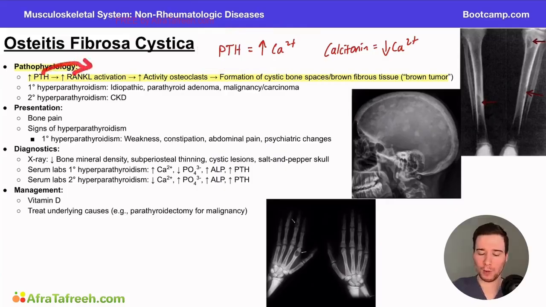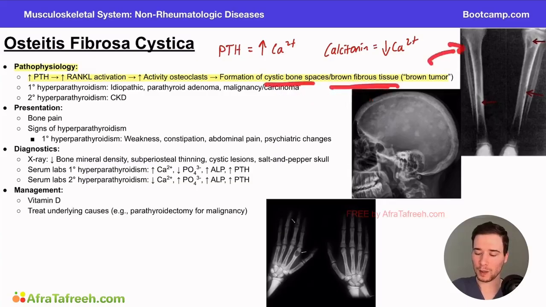Now, activation of the RANK ligand is going to stimulate the osteoclast. Remember, the C in osteoclast is for consumes. It's going to consume our bone, versus our osteoblast, where the B is for builds. So we have overactivation of these osteoclasts. We're consuming more bone. And what happens there is we get these cystic bone spaces and these brown tumors.